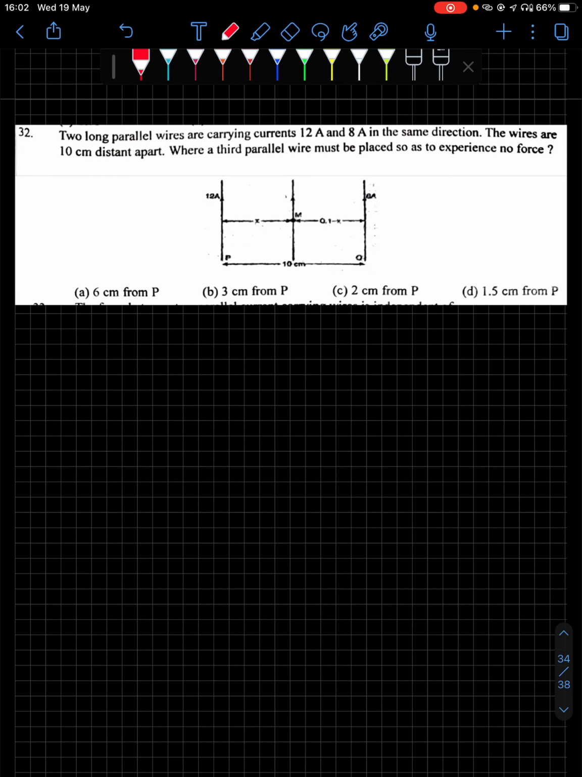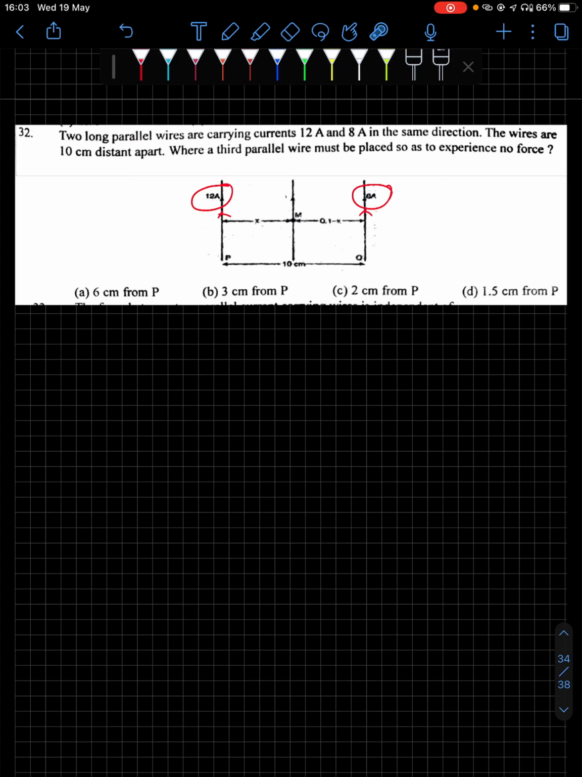Question 32. Again, in the diagram you can see that the currents are in the same direction. Of course the current value is different now. It is given that the two wires are at a distance of 10 centimeter from each other. Now you have a third wire in between whose distance is x, so if it is at a distance x from the wire P, then the middle wire is at a distance 0.1 minus x, or you can also write 10 minus x. Anyway, it won't matter even if you don't convert the value.